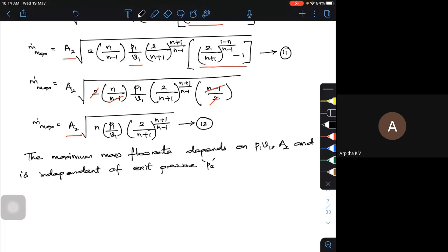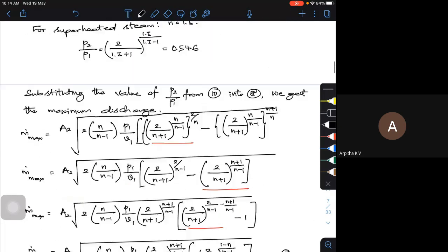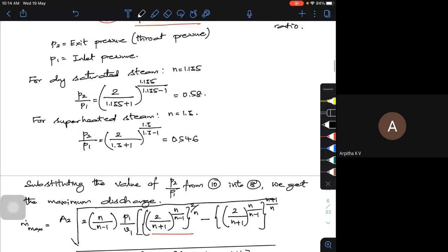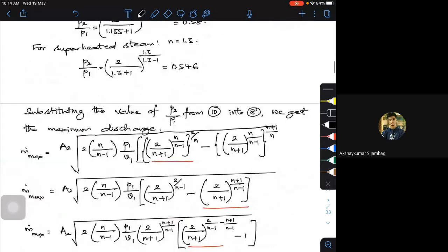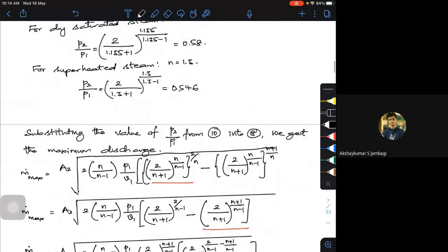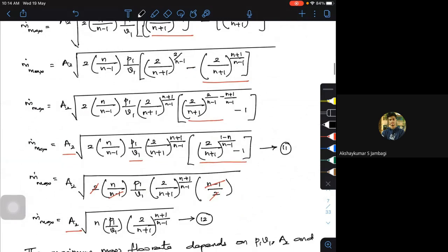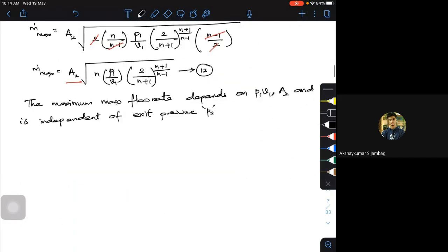So I have this expression. What is it actually? P2 by P1 is equal to 2 by n plus 1 whole to the power of... Sir, can I repeat for what will happen for CD nozzle? See, look at this. I do have a CD nozzle like this. This is my convergent divergent nozzle, with a convergent portion and a divergent portion.